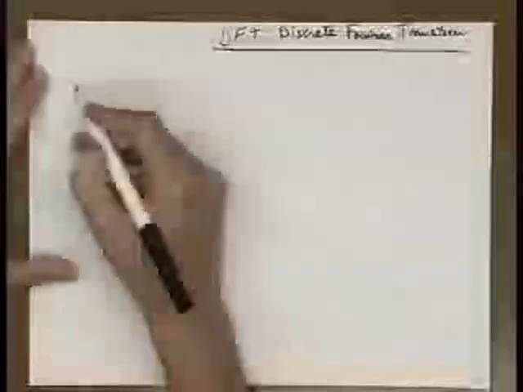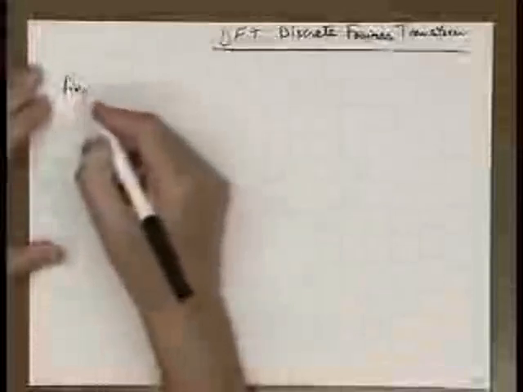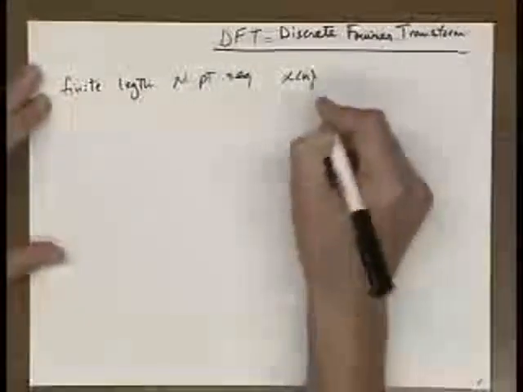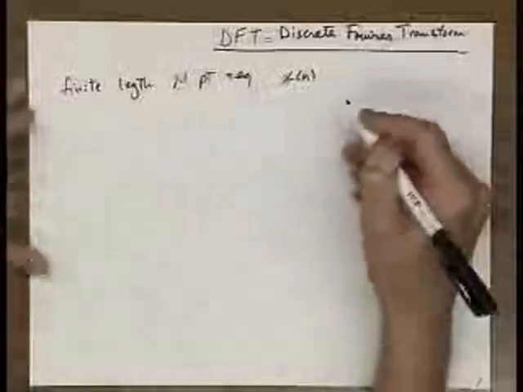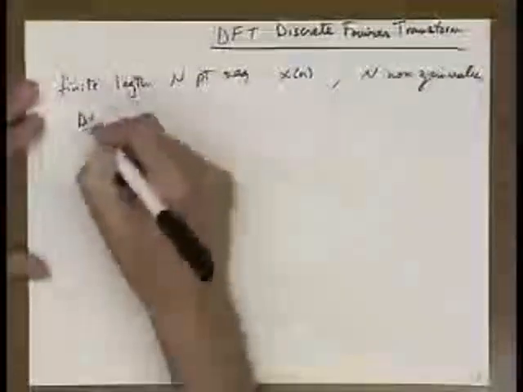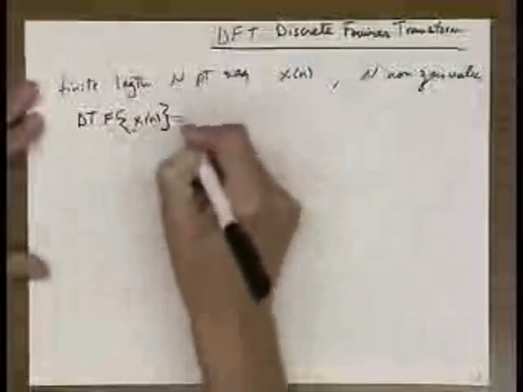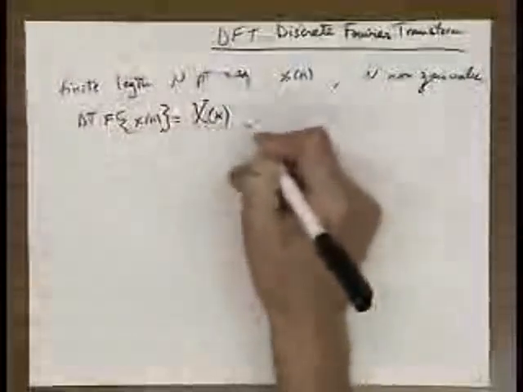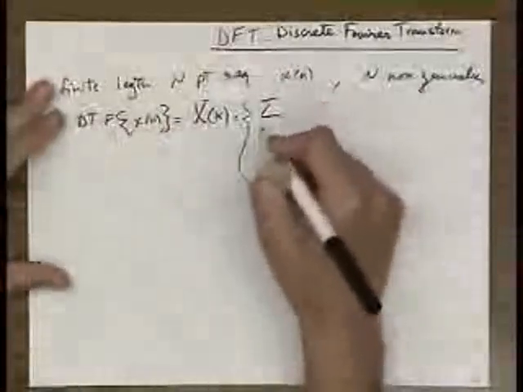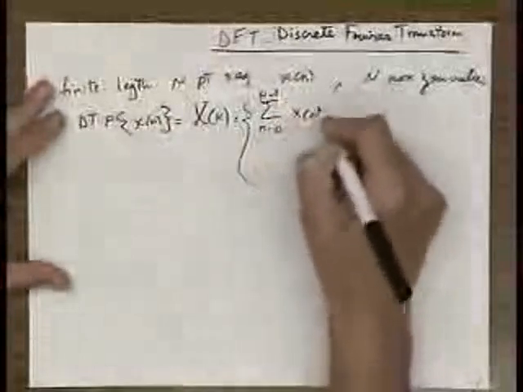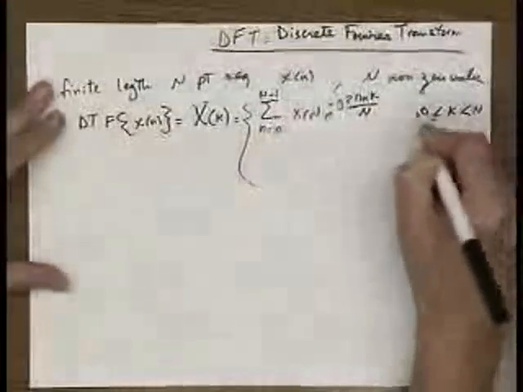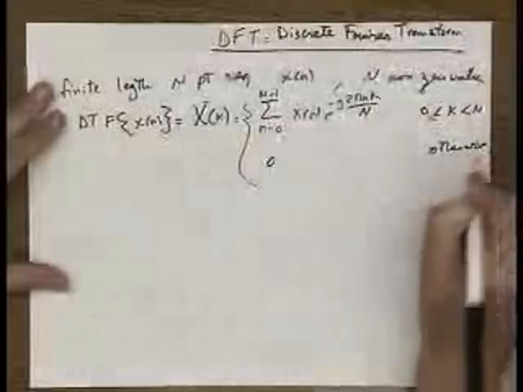So what we talked about last time was that if you have a finite length N-point sequence x of n with N non-zero values, then its DFT is given by X of k, which is the summation from n equals 0 to N minus 1 of x of n e to the minus j 2 pi nk over N. That's for k between 0 and N minus 1, and it's 0 otherwise. That means other values of k. Okay?